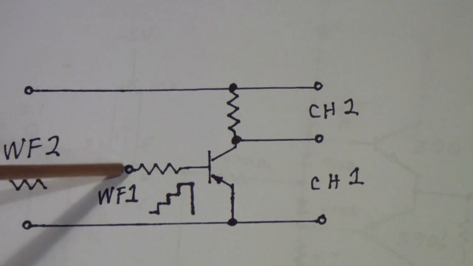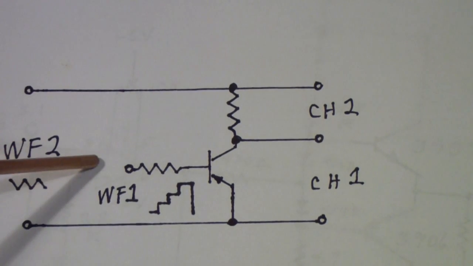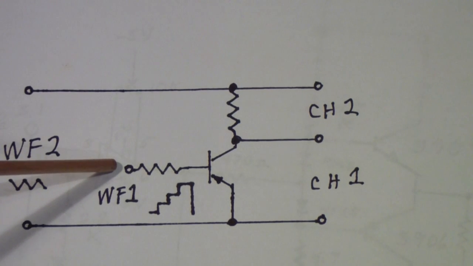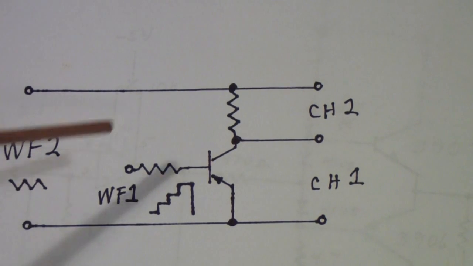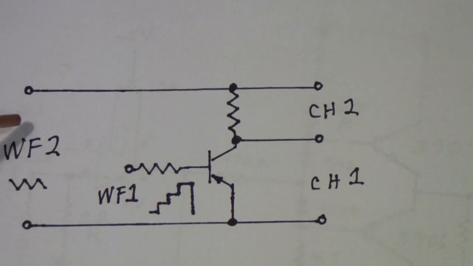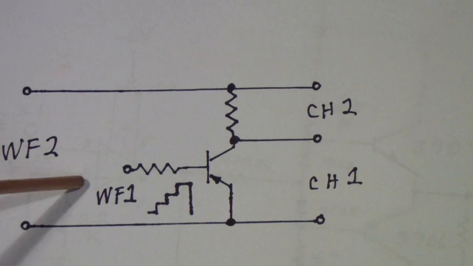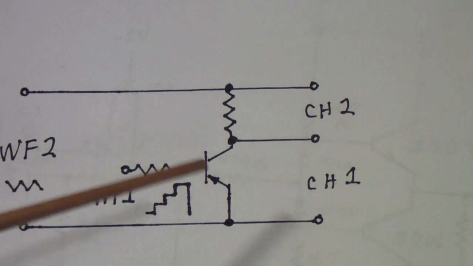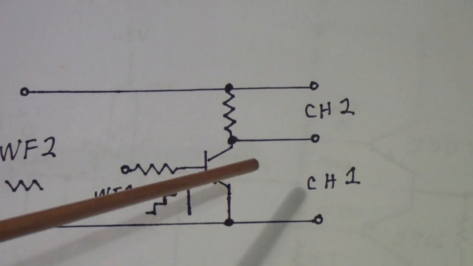For example, a good design might be an emitter follower. Perhaps if you need more gain, you might use a Darlington emitter follower.